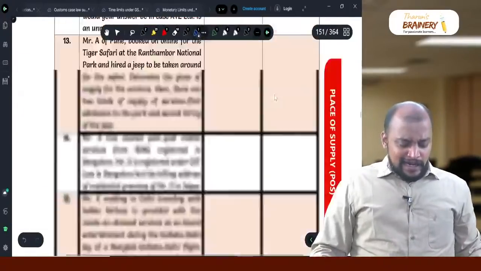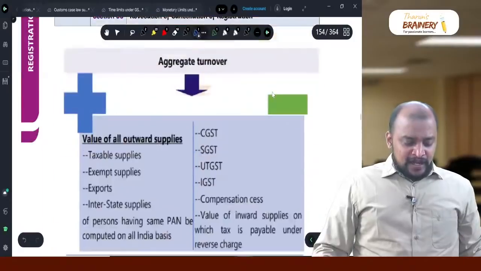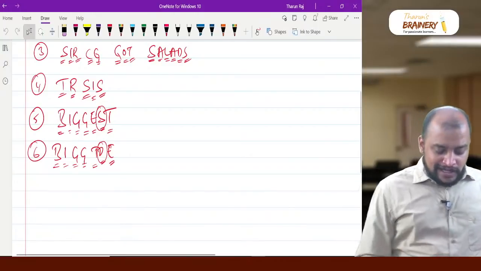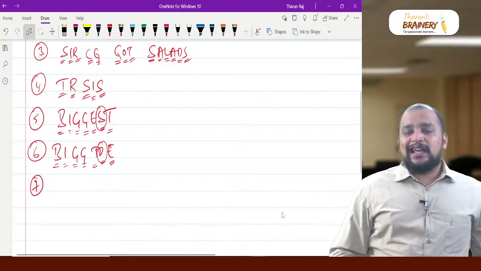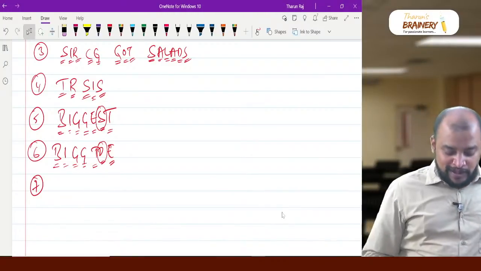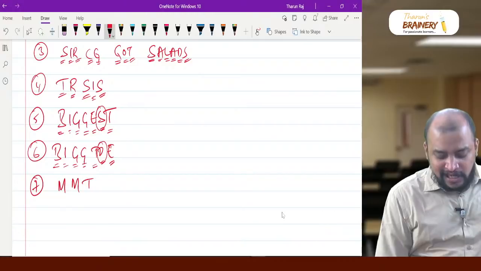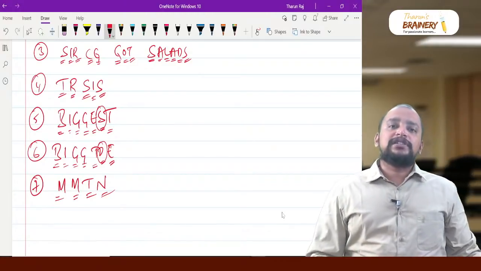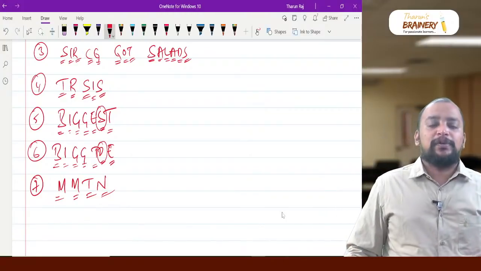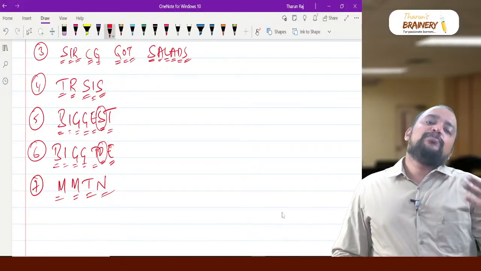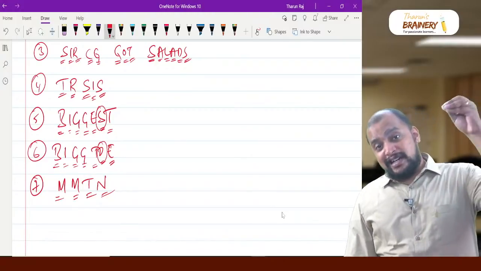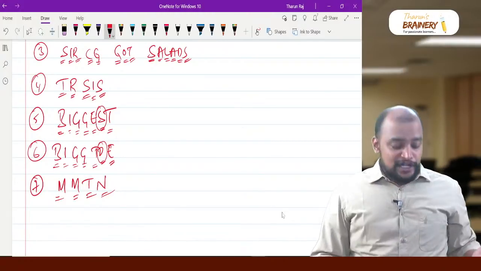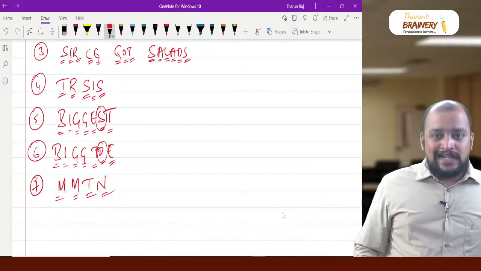Then next, with respect to the registration chapter, you need to know what the special category states are for which the 10 lakhs limit will be applicable. MMTN: Manipur, Mizoram, Tripura, Nagaland. These are the 4 states for which the 10 lakhs limit will be applicable. So suppose you are doing business in more than one state, and if one of the states is MMTN, and taxable supplies are made from that state, then we need to take 10 lakhs as the limit.